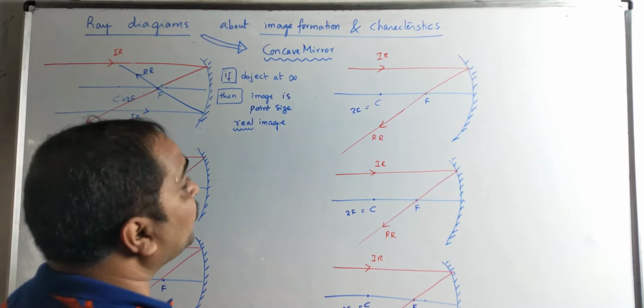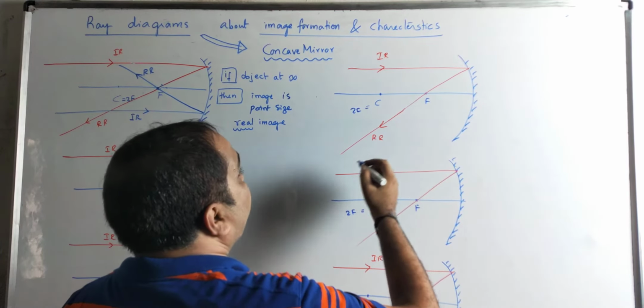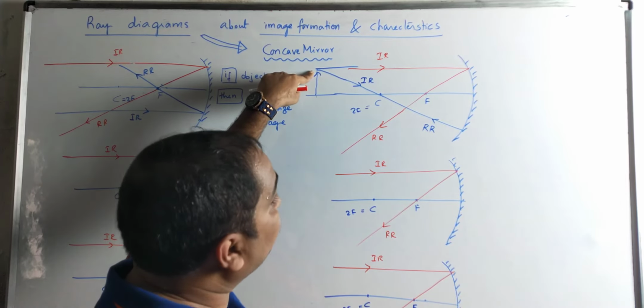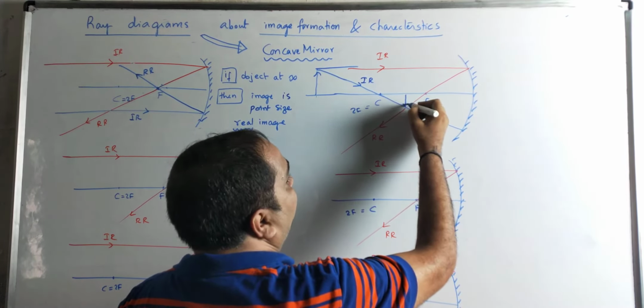The second one we can take here. The ray which is passing through the center of curvature will retrace its path. So this is an incident ray, this is a reflected ray. So you have an object somewhere here. I repeat, wherever the incident rays are meeting, that is the object. These are the reflected rays, wherever they are meeting, that is the image.